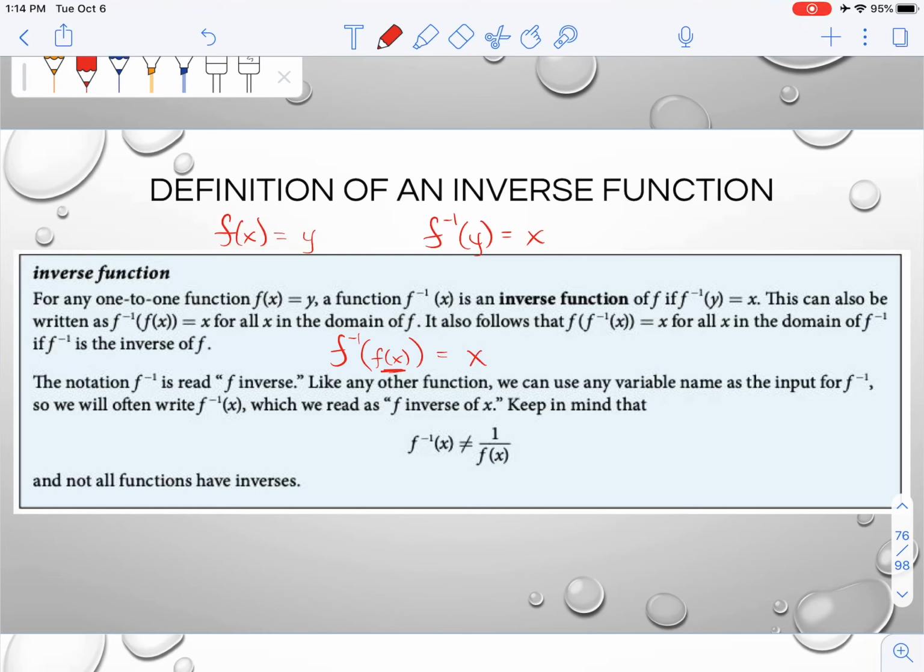Right? I've already said it a couple of times, but that f inverse, it's not f to the negative first power. That is function notation, and it means the inverse. So it's read f inverse of x. Also keep in mind, like I said, it is not a negative exponent. So f inverse does not mean 1 over f of x. Please, please, please do not do that.